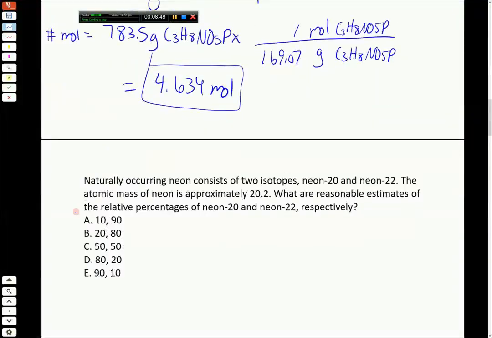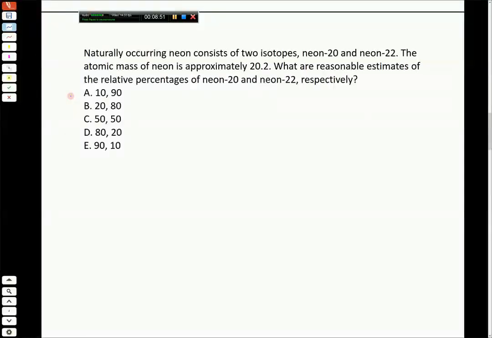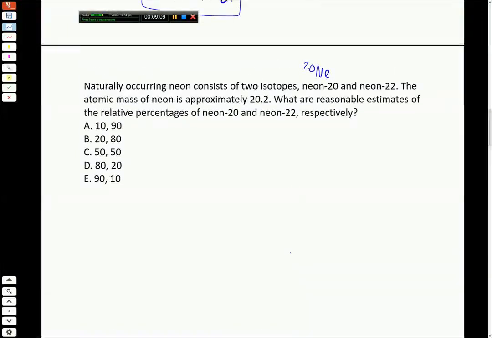Okay. Next question here, also a request from a student. So we're talking about isotopes now, and so we have 2 isotopes of neon, neon 20 and neon 22. The way that we write this is the same as putting, that's the mass number when we have these numbers afterwards. So these are the symbols for that in case that was confusion to anybody. So it's neon 20 and neon 22. The atomic mass of neon is approximately 20.2. What are reasonable estimates of the relative percentages of neon 20 and neon 22 respectively?